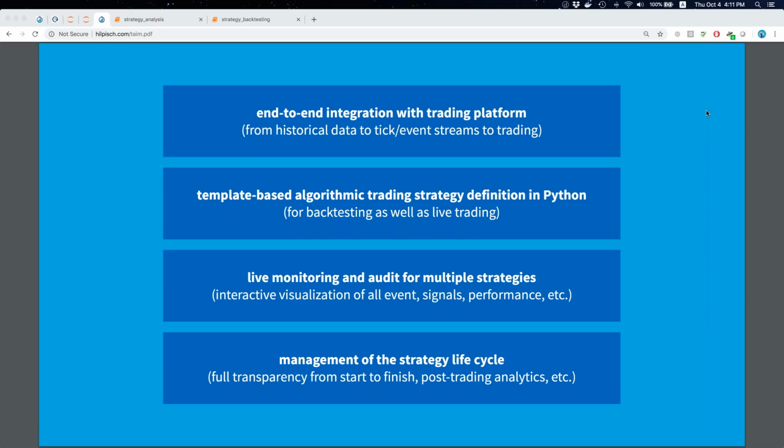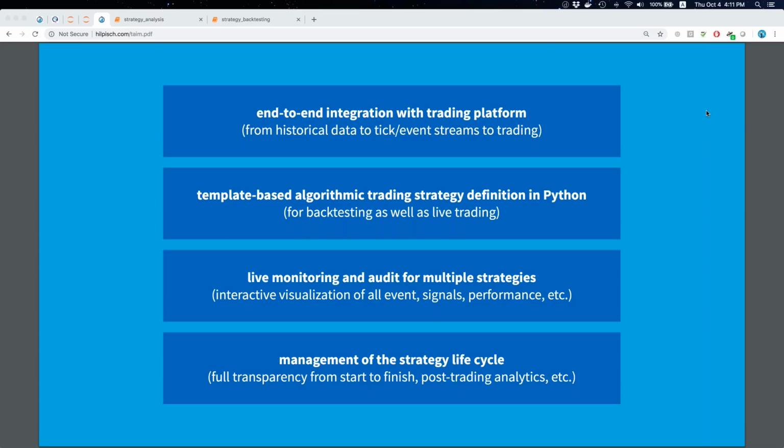We have the end-to-end integration with trading platforms, currently with Wonder, from historical data to tick event streams to trading. You have a template-based environment where you are basically fully flexible with regard to what algorithmic trading strategies you want to define. Of course, you're currently somehow limited to the data, but within the realm of the data available from Wonder, from later on FXCM and so forth, you can define your strategies for backtesting as well as for live trading. And the models are exactly the same. So we have the same model description based on the template for backtesting as well as for live trading. You know what is deployed. There is no natural break in the process chain.